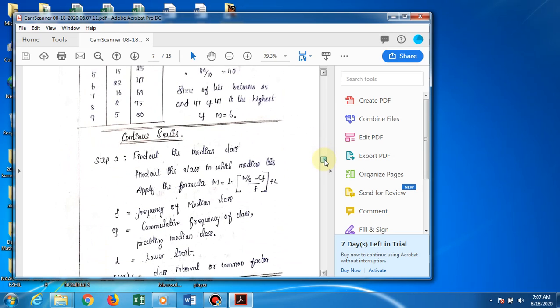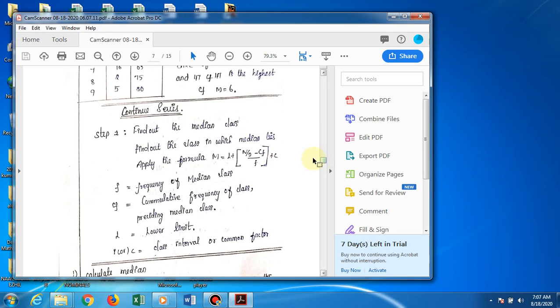Then you see, if it is in continuous series, first you have to find the median class. For this the formula is m is equal to L plus n by 2 minus Cf by f into C. F means frequency of the median class. Cf is the cumulative frequency of the class preceding the median class.